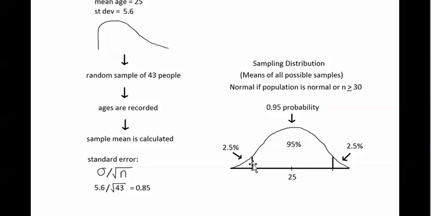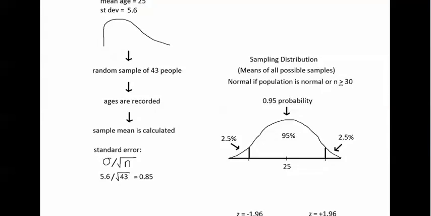What if we wanted to measure the width of this area in which the sample mean has a 95% chance of falling? We can do that as long as the sampling distribution is normal, like it is in this situation. We just need to know the z-score of this boundary and the z-score of this boundary. In a normal distribution, 95% of the values fall between negative 1.96 and positive 1.96.